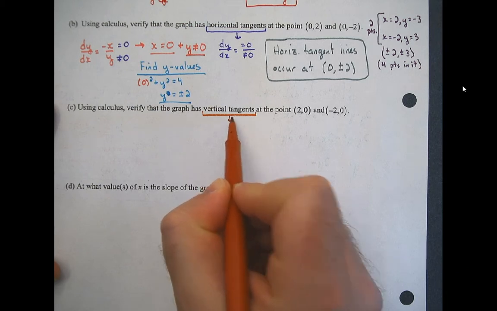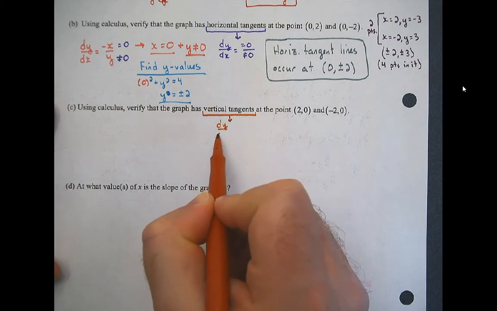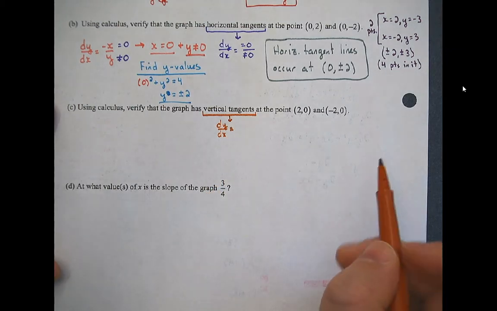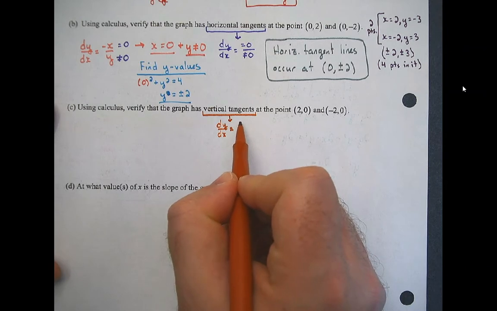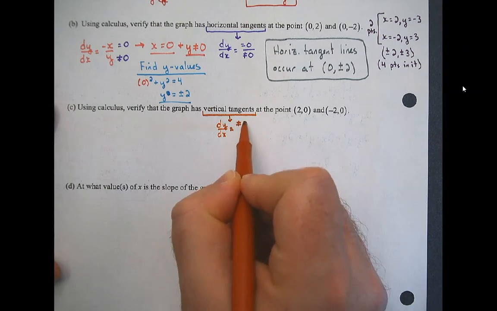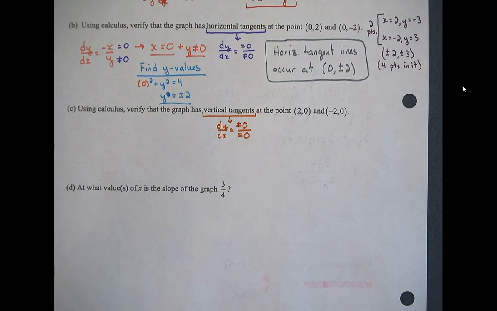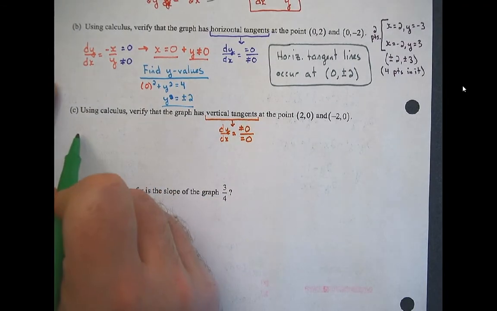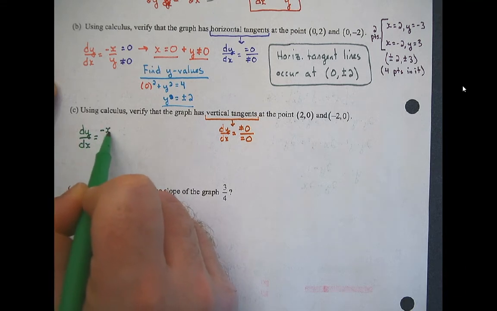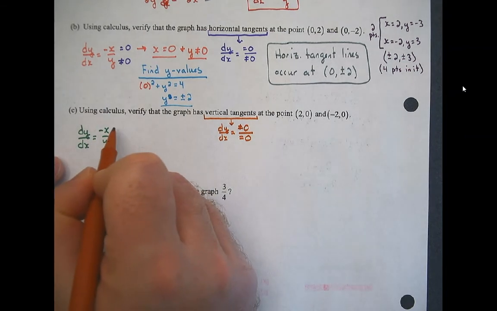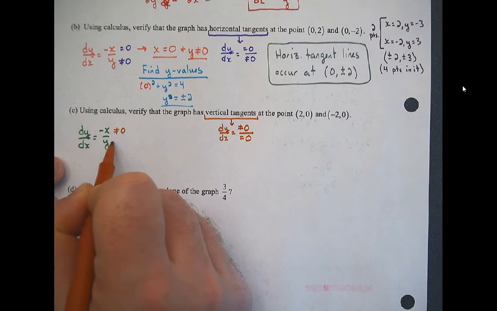Okay, my vertical tangent lines. I have horizontal tangent lines when I get 0, and I get vertical tangent lines when I get undefined. If I want to get undefined, that means I have to have not 0 on the top and yes 0 on the bottom. So I'm going to go back to my derivative, dy/dx, which is equal to negative x over y. And I want to make sure that negative x doesn't equal 0 and y does equal 0.